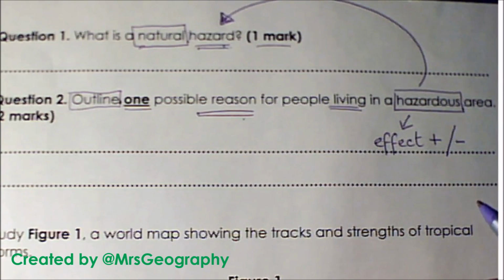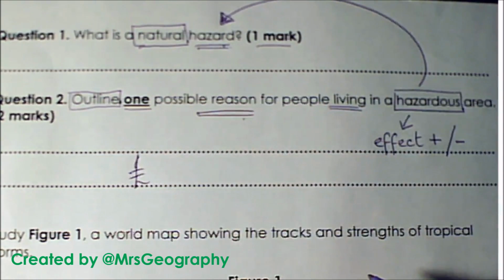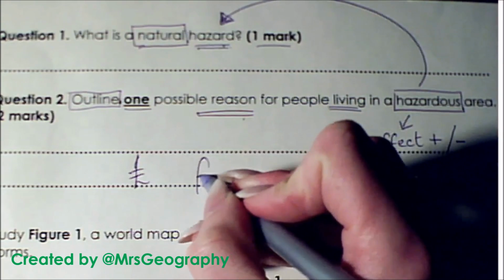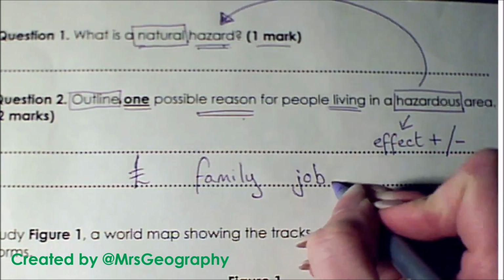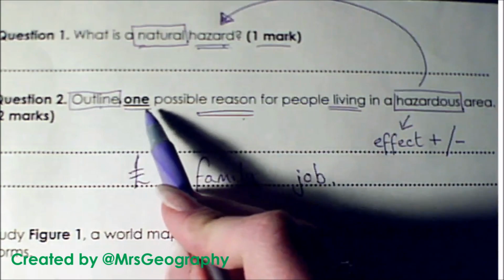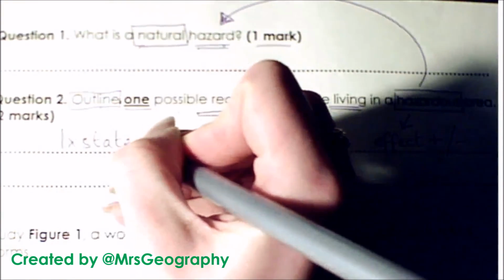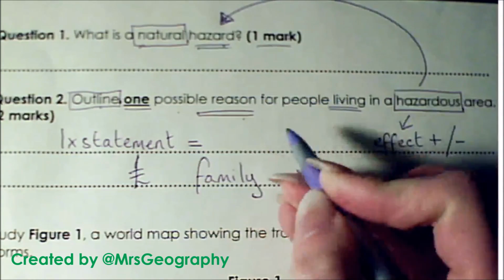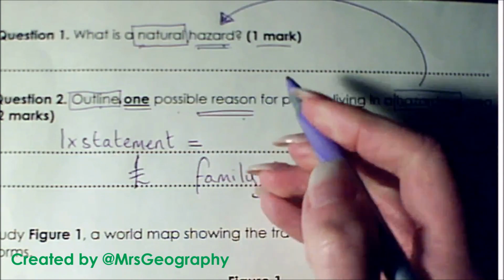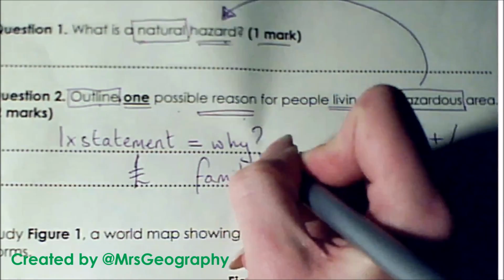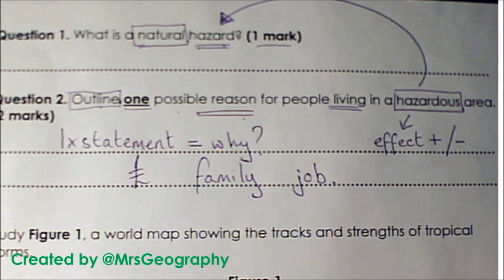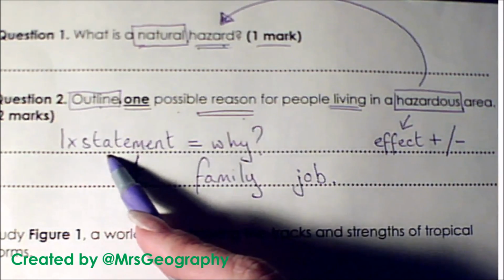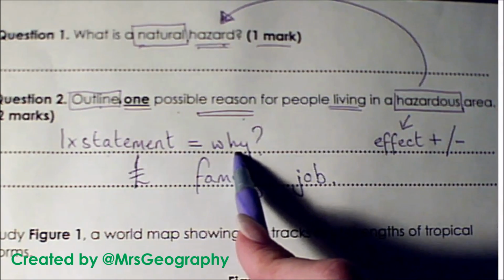Could it be to do with anything to do with money? Could it be to do with family? Could it be to do with a job? Now, outline is for you to give the reason, so 1 statement, and then you need to give the reason. So why? Why does that person still live there even though it's hazardous? 2 marks, 1 for the statement and 1 for the outlined reason why.